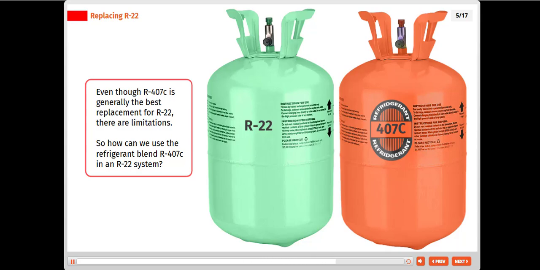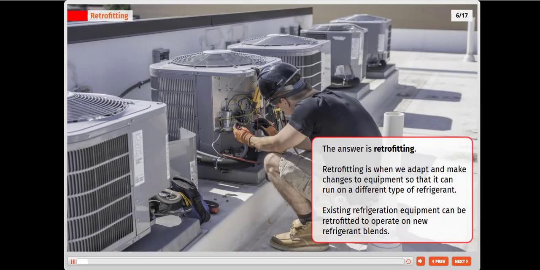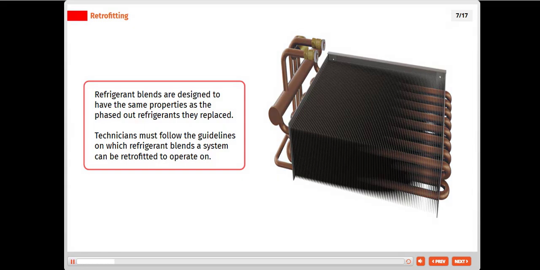The answer is retrofitting. Retrofitting is when we adapt and make changes to equipment so that it can run on a different type of refrigerant. Existing refrigeration equipment can be retrofitted to operate on new refrigerant blends. Refrigerant blends are designed to have the same properties as the phased-out refrigerants they replace. Technicians must follow the guidelines on which refrigerant blends a system can be retrofitted to operate on.